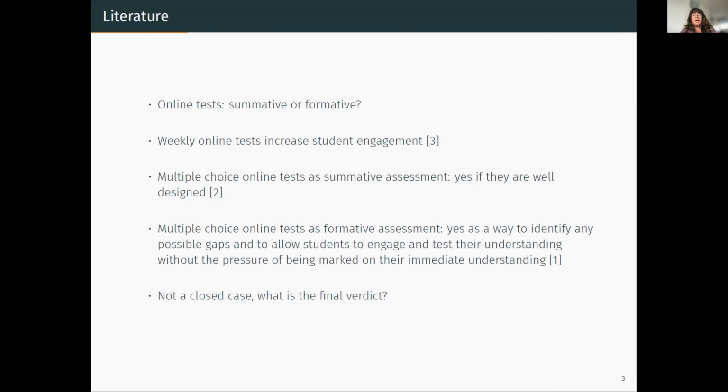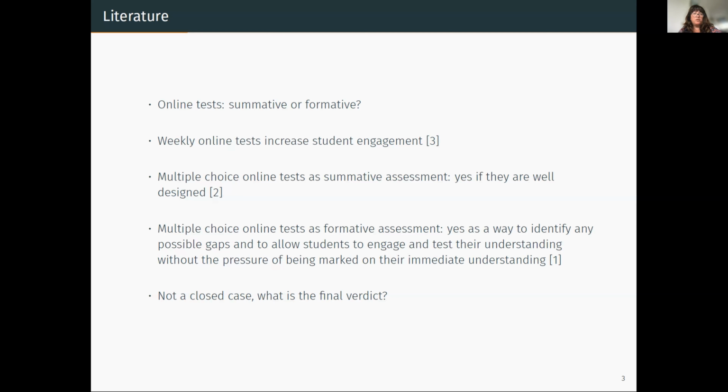Thank you. I don't have much time, so there is no time to go into the literature review. I'm giving time to my colleagues to present the results. But of course, the question is the different ways to use multiple choice questionnaires, summative or formative. There is ample evidence that they increase student engagement, under different definitions of student engagement.